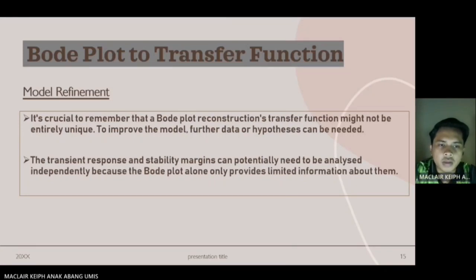Model refinement. It's crucial to remember that a transfer function reconstructed from a Bode plot might not be entirely unique. To improve the model, further data and hypotheses may be needed. The transient response and stability margin might need to be analyzed independently because the Bode plot alone only provides limited information about them.